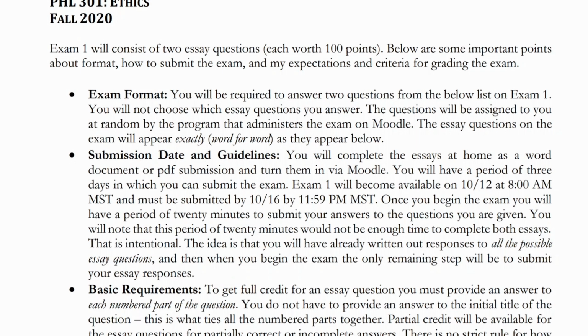There will be 6 possible essay questions that you might have to answer on exam 1. And just to be very, very clear, you will not be able to choose which questions you answer. When we get to the program that administers the exam, we're going to see that it randomly gives you 2 questions you have to answer, so it will not be up to you. So you'll need to be prepared for all 6 questions. But first, where are these possible questions? Where do you go to study?